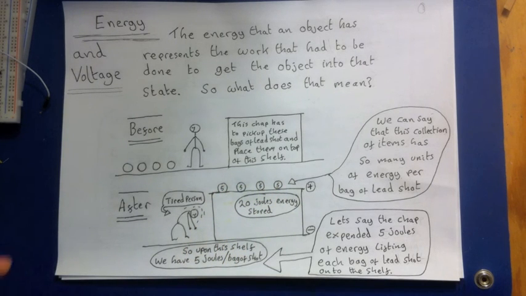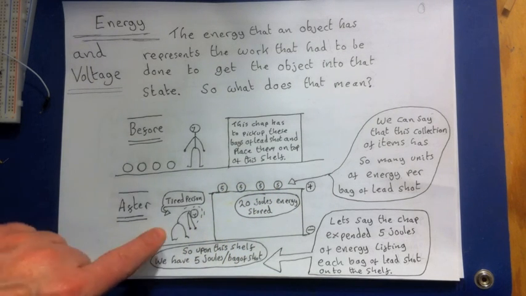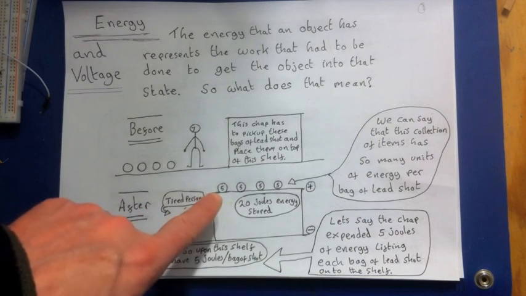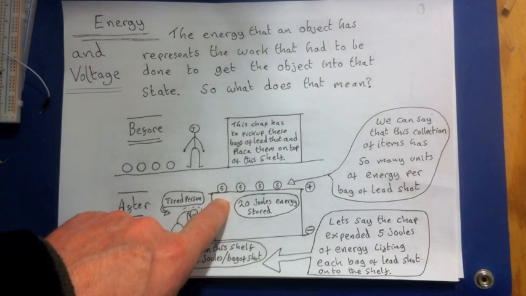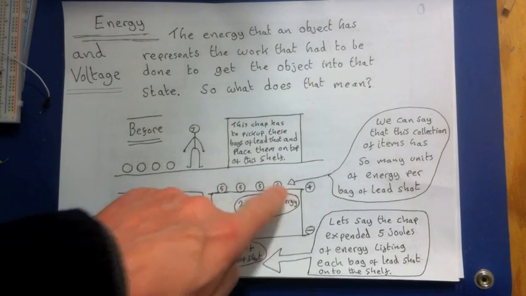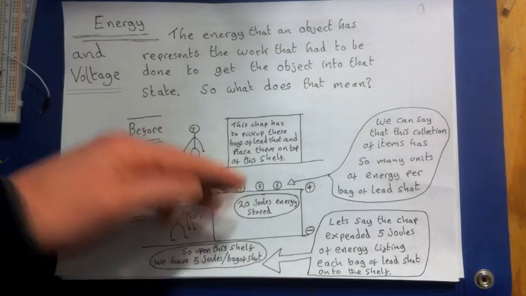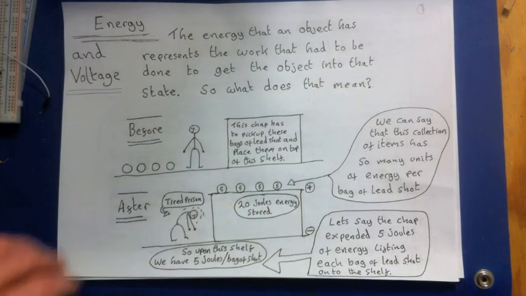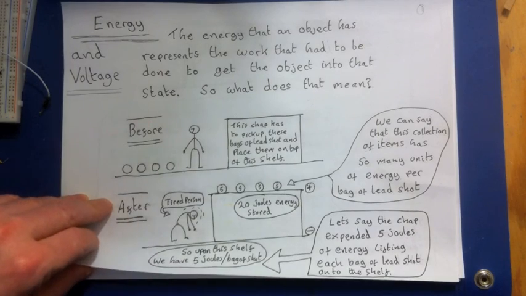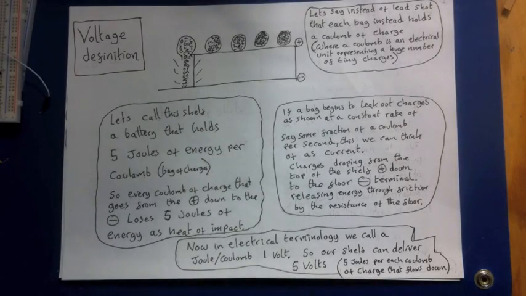Okay, so that's the concept. I just want you to get that concept now. He's lifted up each of those bags of lead shot, and they each cost him 5 joules to get them up there. So they've all got a height now, and they've all got this potential energy of 5 joules that can be released when they drop. That's the important thing to get from this one. So let's go on to the next sheet.